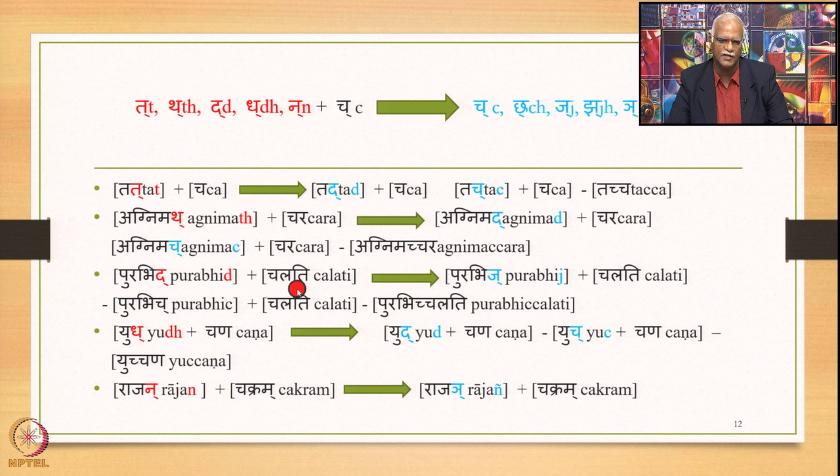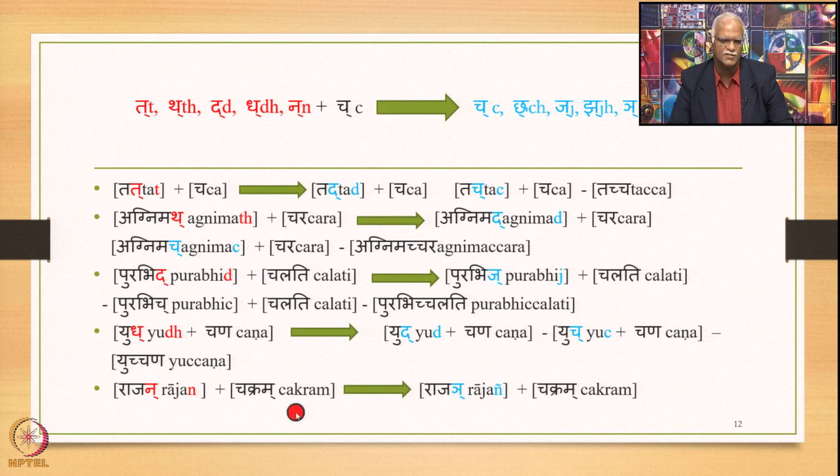Similarly, purabhid plus chalati, where the is substituted by ja, as is shown here, and then this ja will be substituted by cha, and then finally we will get purabhit chalati. This is what is happening in the other cases as well. Similarly, you have yudha plus chada, and first this dha will be substituted by the, and then this the will be substituted by ja, and this ja will then be substituted by cha, and you will get the form yuchana.